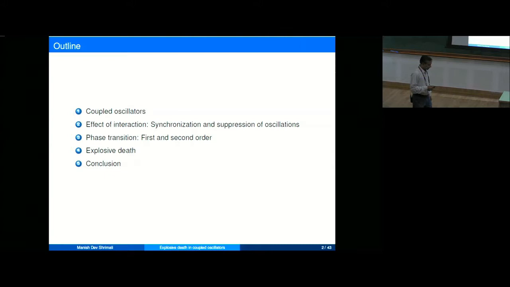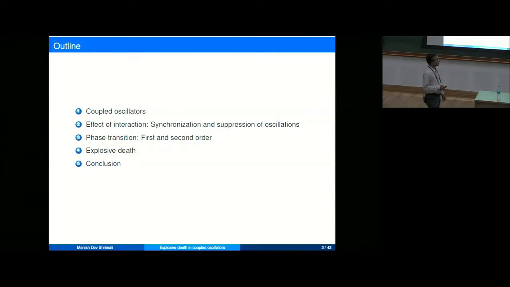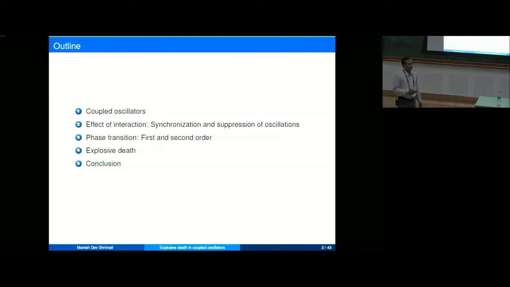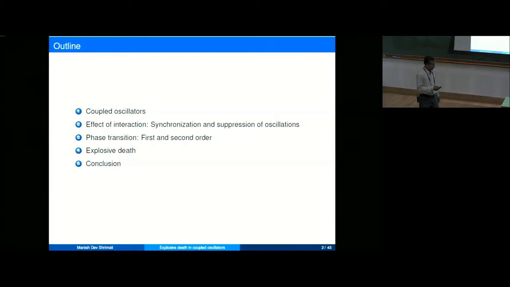As my concern is explosive death, which is the sudden transition in the amplitude of the coupled oscillators, I'll be talking from the phase transition point of view. We have broadly first and second order phase transitions, and then the different transitions because of the change in the coupling form. All these things we will discuss as examples of explosive death, and then I'll conclude.